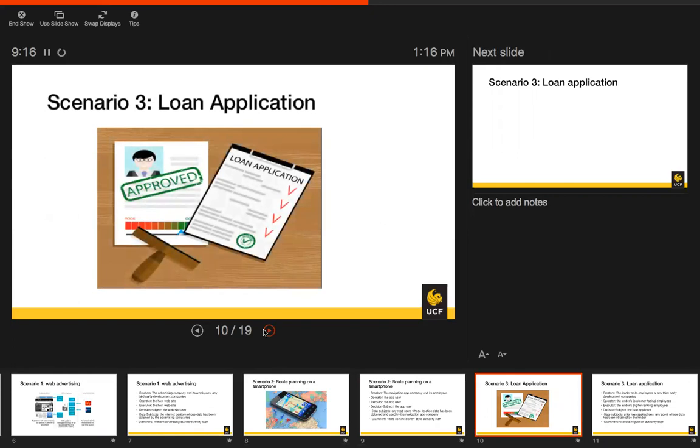A third scenario here is a loan application. So when you apply for a loan in a bank or in some company, the lender will use the machine learning system to decide whether it is okay to give you a loan, or how much loan, and what interest they should give you for this loan. So in this machine learning system, the agents involved are the users, like customers, and also the company staff.